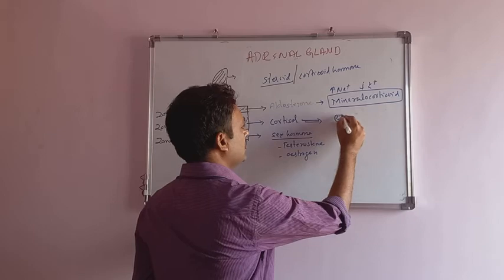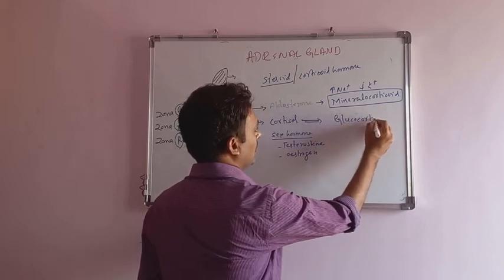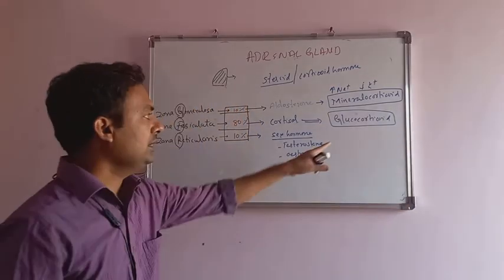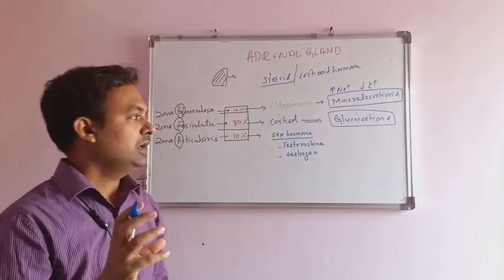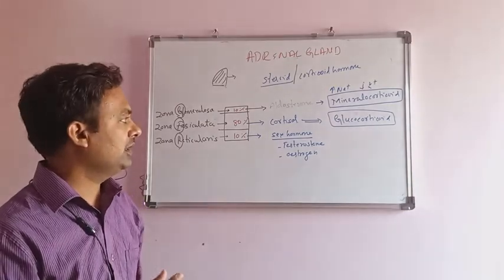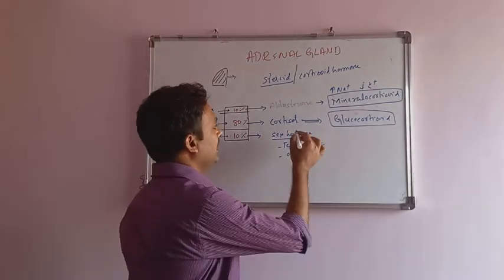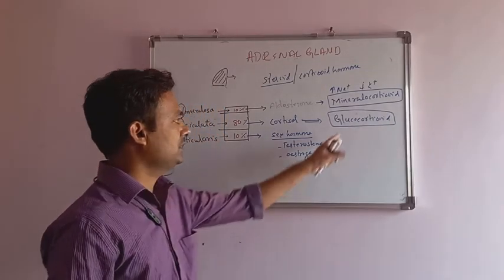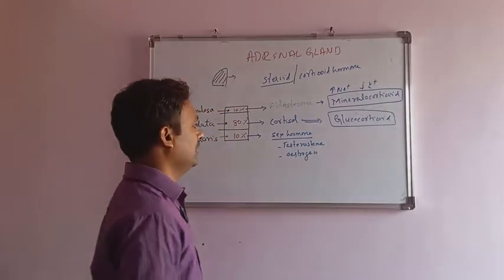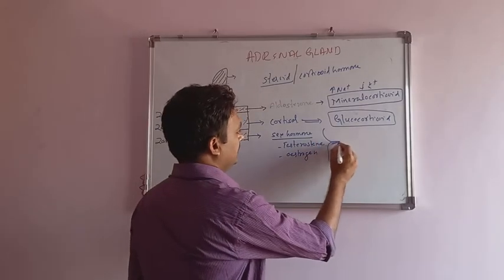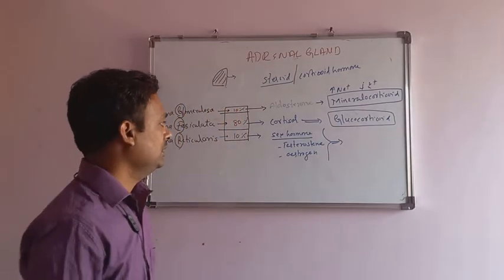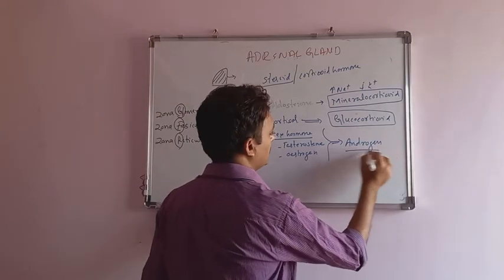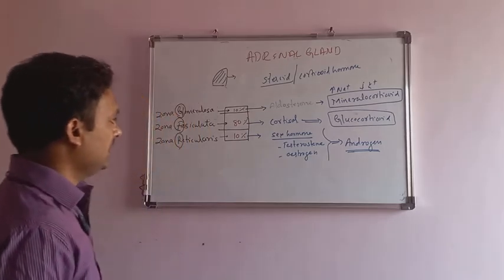Cortisol is called glucocorticoid. Why glucocorticoid? Because its main function is the secretion, synthesis and regulation of glucose. Glucose is mainly regulated by the cortisol level in the body. Cortisol is the major regulator, so it's called glucocorticoid, for glucose metabolism. The sex hormones are called androgens because they are sex hormones.